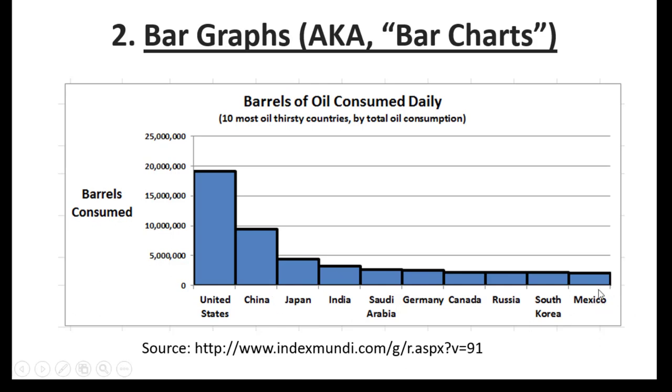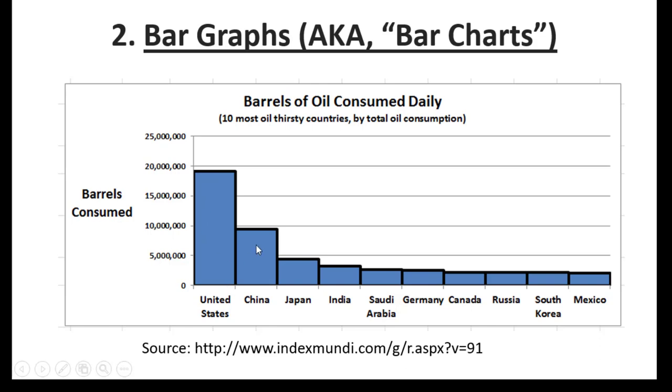So Mexico consumes just about maybe 2 million barrels. Saudi Arabia, maybe 2.5 million barrels. China, almost 10 million barrels. And the U.S., maybe 19 million barrels a day. 19 million barrels of crude oil a day, which is actually kind of a staggering figure. What I want you to think of is, this makes us look like the bad guy. So oil thirsty, twice as much oil consumed as China.